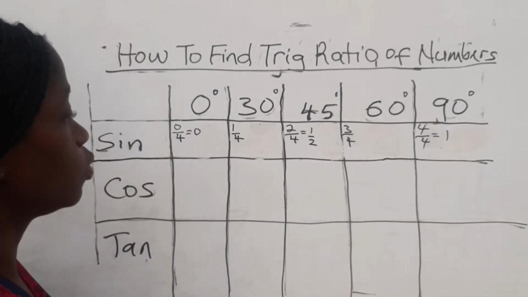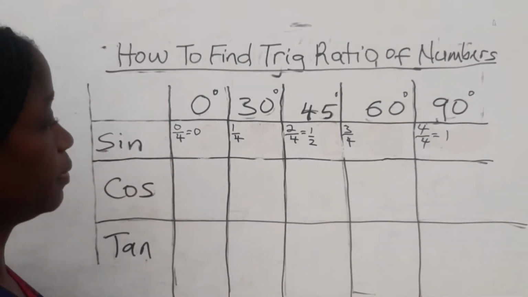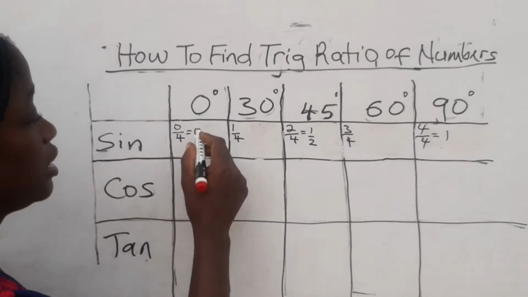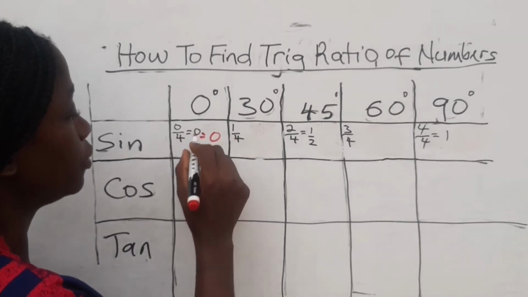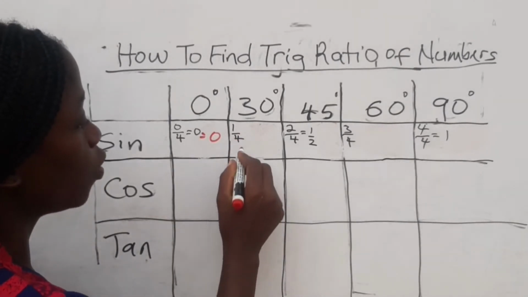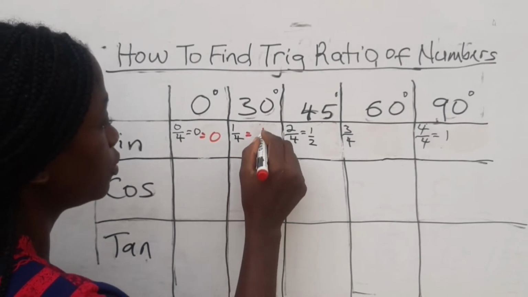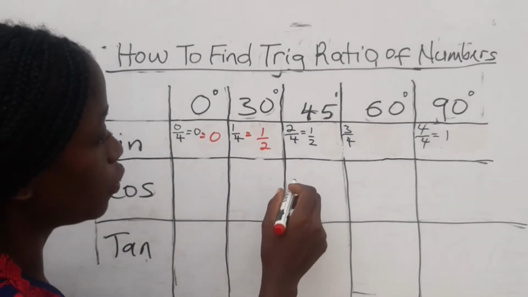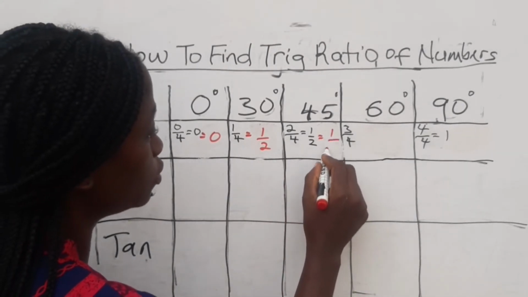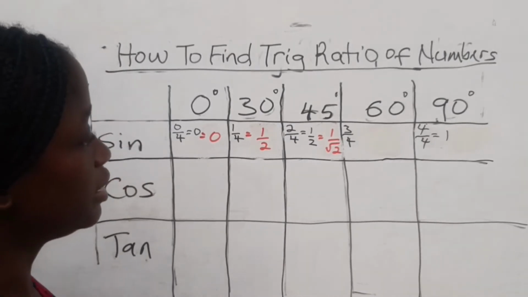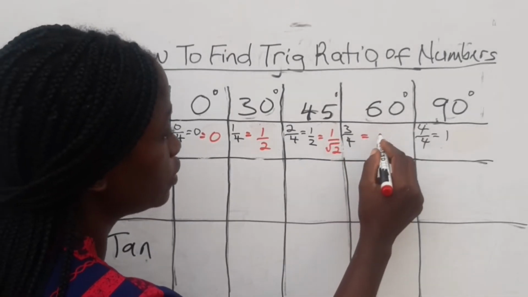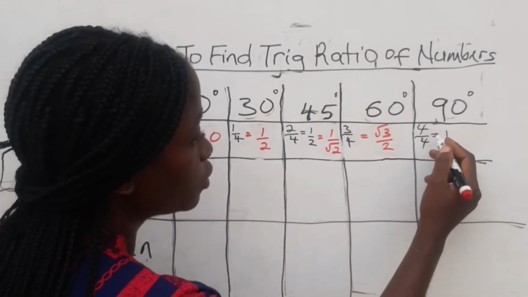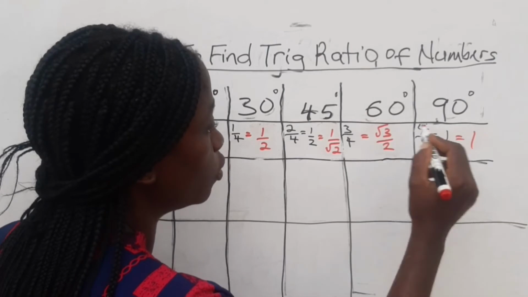Now the next step will be to find the square root of these numbers. Now the square root of 0, just like anything divided by 0 gives us 0, the square root of 0 is 0. Now the square root of 1 over 4 is 1 over 2. The square root of 1 over 2 is 1 over root 2. And then the square root of 3 over 4 is root 3 over 2. While the square root of 1 still gives us 1.